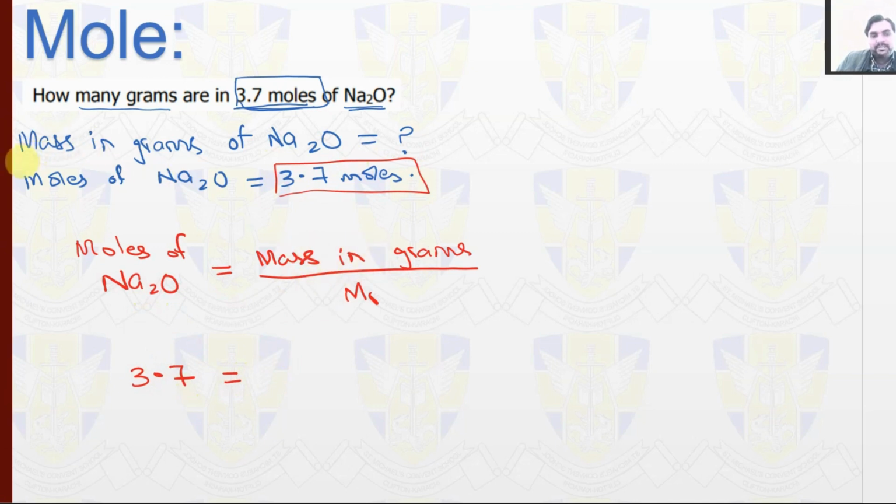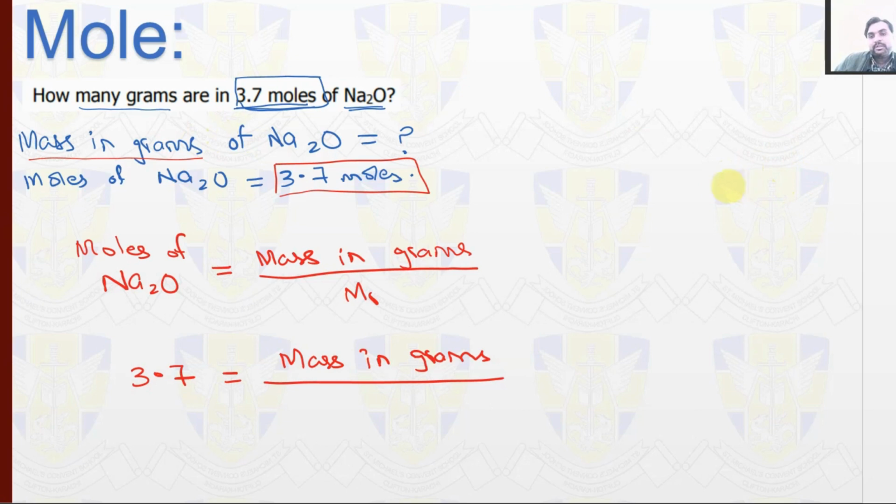Now mass in gram is unknown to you. They are already asking in the question to calculate the mass in grams. Since it is unknown, that is the value which I have to calculate, divided by MR. Now MR is not given in the question. Obviously MR and ARs are not always given in the question. You have to calculate the MR on your own. You all know about it.